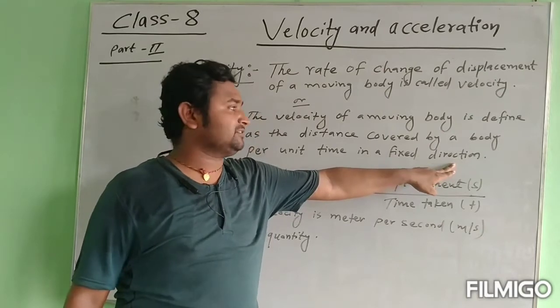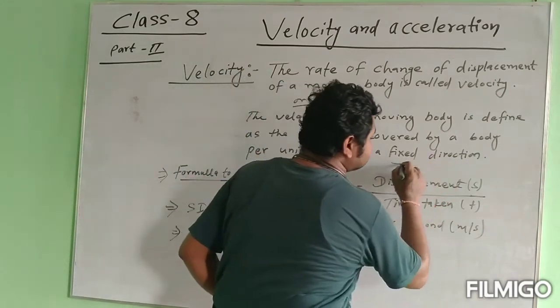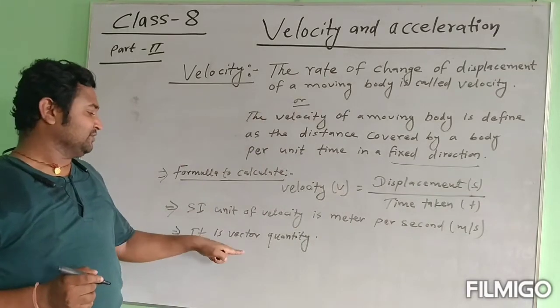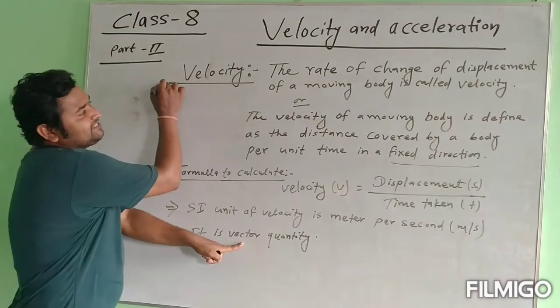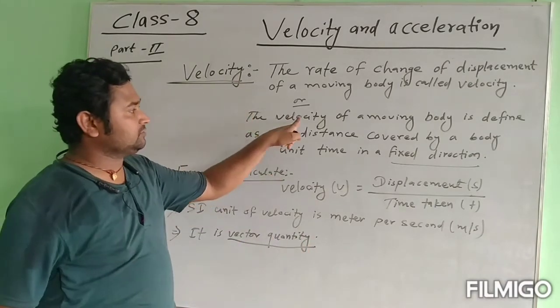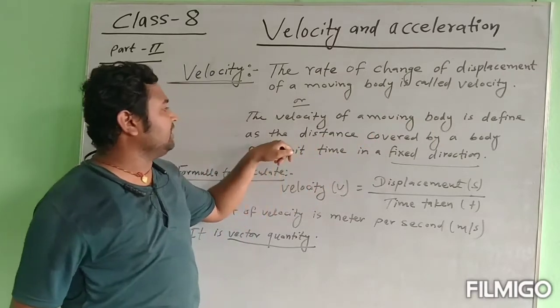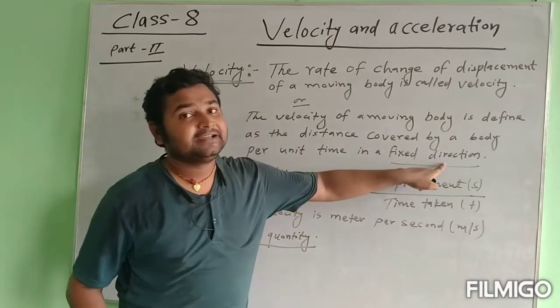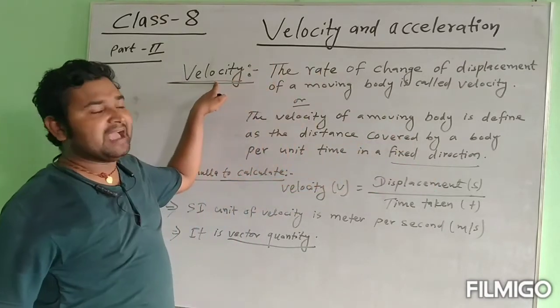Here we are discussing the direction. In a fixed direction, it means it has what? Magnitude and direction. So velocity is a vector quantity. Here it means the distance covered per unit time in a fixed direction. That is called velocity.